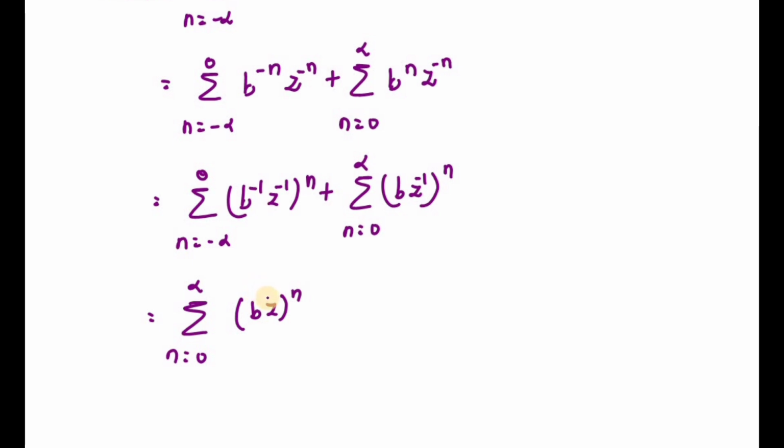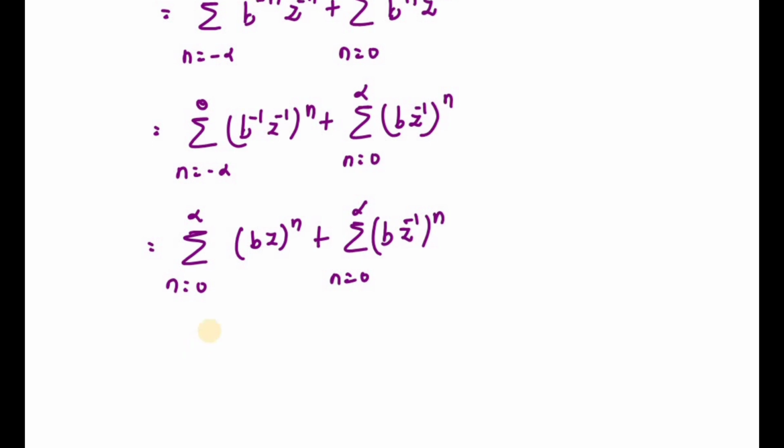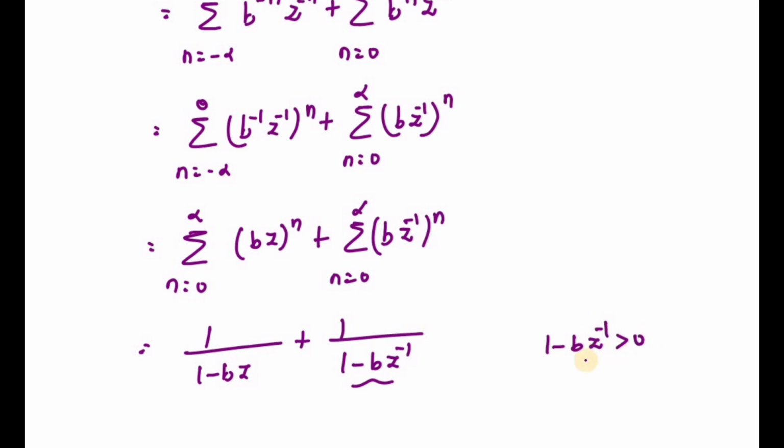Okay, this is correct. Plus summation n equal to 0 to infinity of b z power minus 1, the whole power n. So you apply the formula, you will get 1 divided by 1 minus b z, plus 1 divided by 1 minus b z power minus 1. Okay, so here if we equate 1 minus b z power minus 1 greater than 0, I get 1 is greater than b z power minus 1, right? So z is greater than b from this equation.